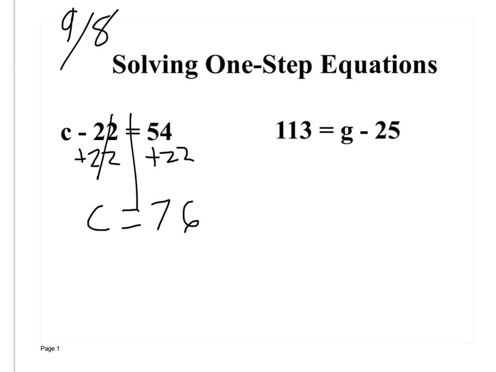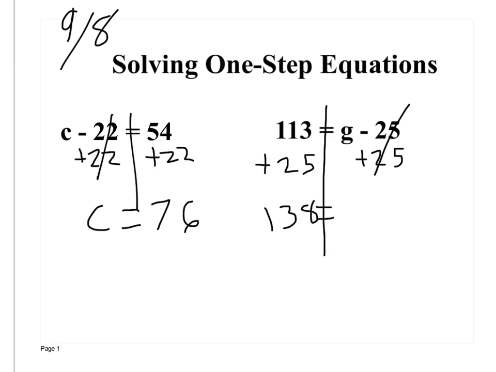All right, so what I do is draw a line to separate both sides. We have to keep them equal. Right now they're equal. G is a number. When you subtract 25 from it, you get 113. So I do the opposite of what's being done to G, which is subtracting 25, so I add 25. It cancels that out. What I do to one side, I have to do to the other. 113 plus 25 is 138. That is G. G is 138.